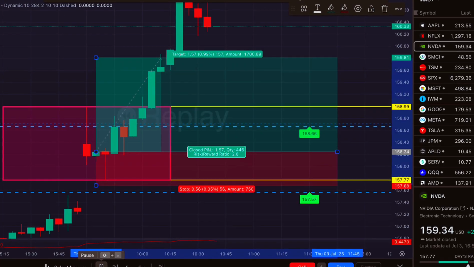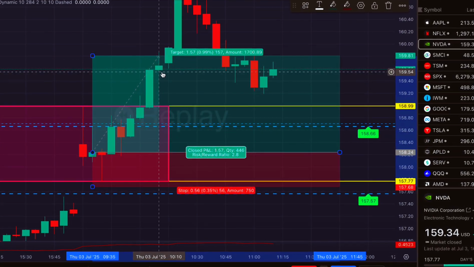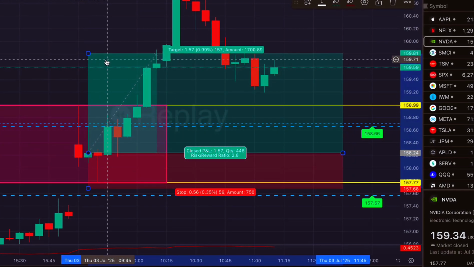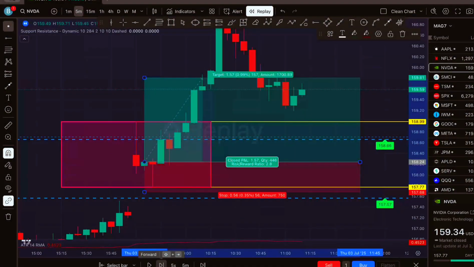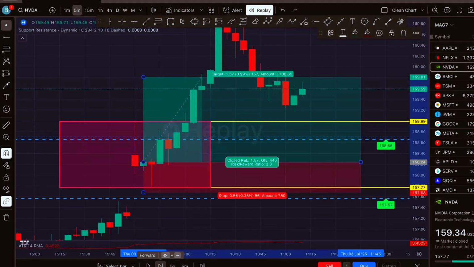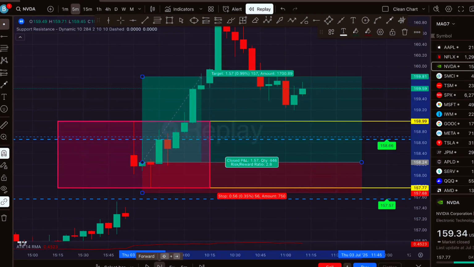You see, boom. You see, I reached my target. My target was here. Wow, it was just amazing. This is what I got. Nvidia jumped up within the first minute of the trading.